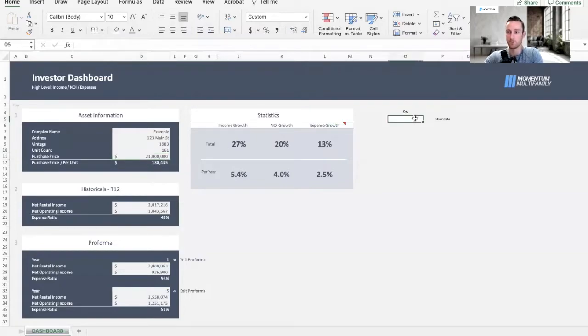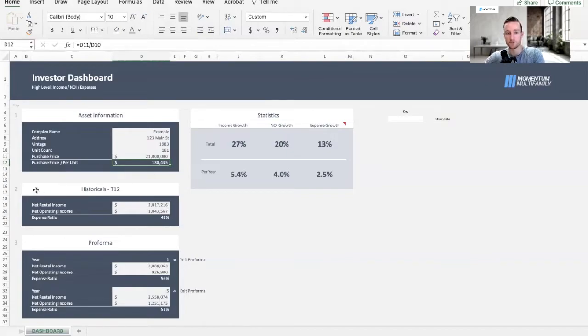And then, over here I have the key: these white cells are where you put user data in, and the blue or navy cells are formulated cells. So for instance, if you bought this property at 21 million and it's 161 units, that's about 130,000 per door.